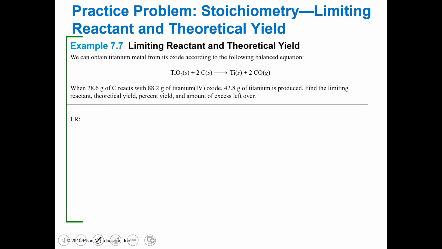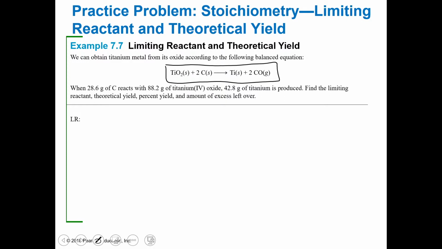Now, here's another one. We can obtain titanium metal from its oxide according to the following balanced equation. Here it is. And they're telling you it's already balanced for you. But one of the things you need to do is always check. It takes 2 seconds. Just check and make sure it's balanced, because sometimes you will not get a balanced chemical reaction. They won't give it to you. You have to balance it first.